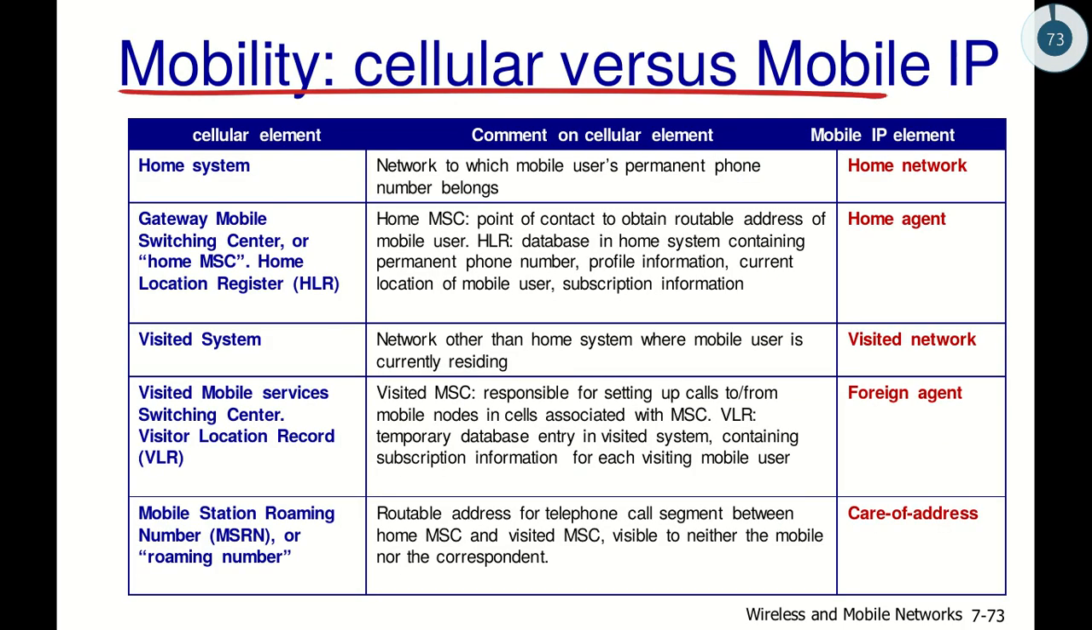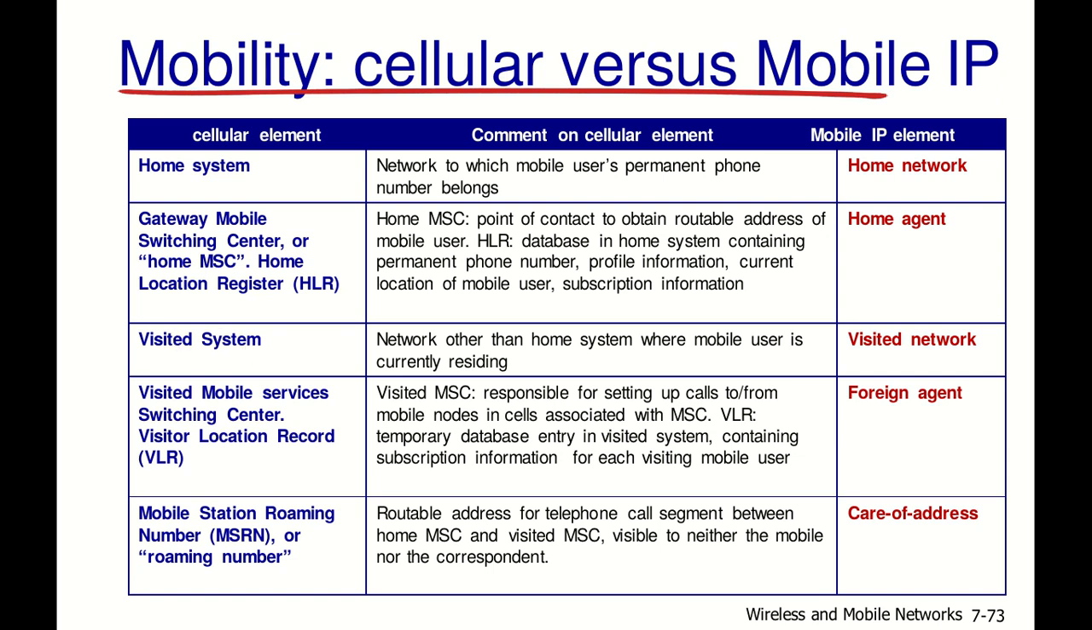Alright, so now we are towards the end of the mobility. Let's try to compare different terms used in cellular networks and mobile IP. So basically, there's not so much difference. We use the term home system, or actually also home network, in the cellular networks. And also visited network or visited system, and sometimes it also says visited networks in the cellular networks.